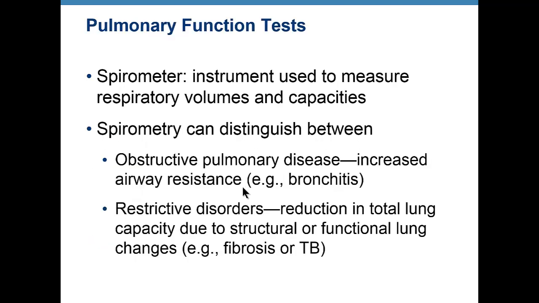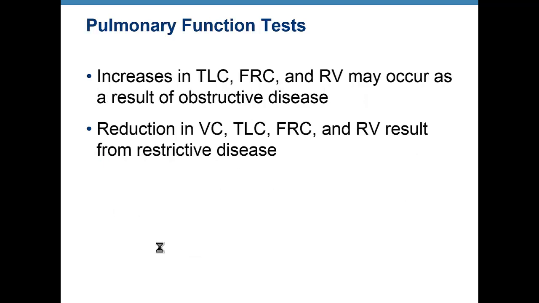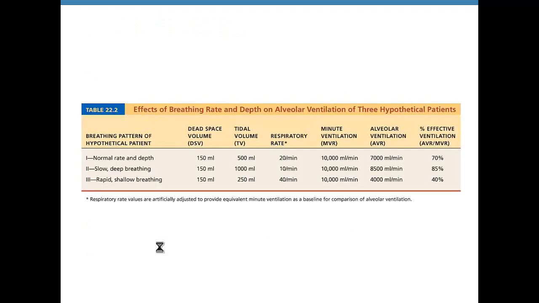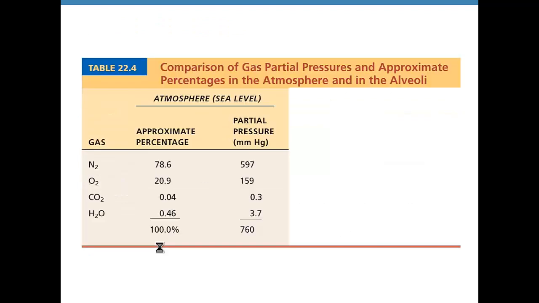So we talked about the pulmonary function tests. We talked about the two types of diseases that we see. We talked about this in lab, so we're not going to talk about that again. So this will not be on the test. This is all from lab, just a review. Now we'll talk about partial pressures.